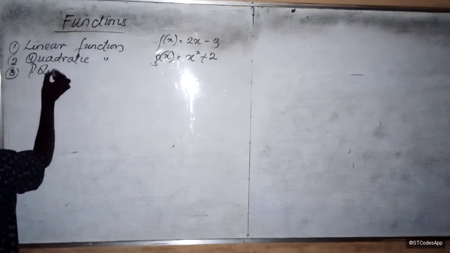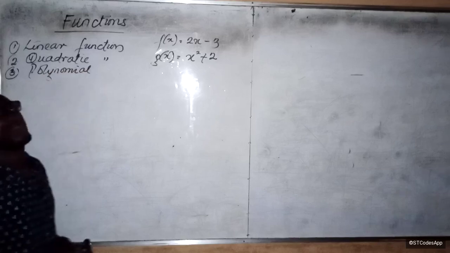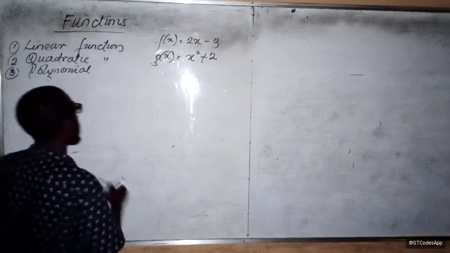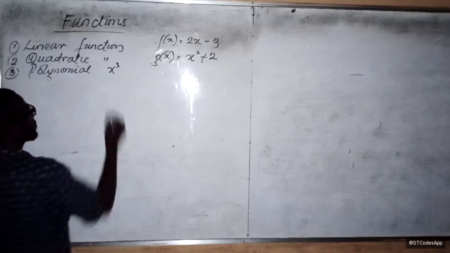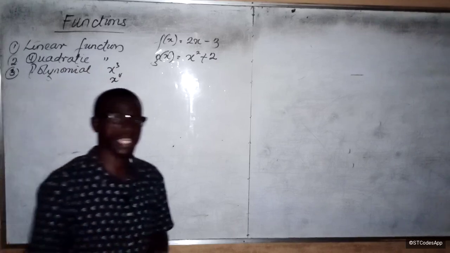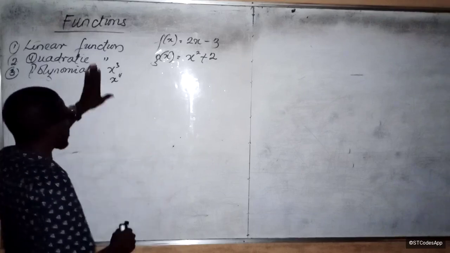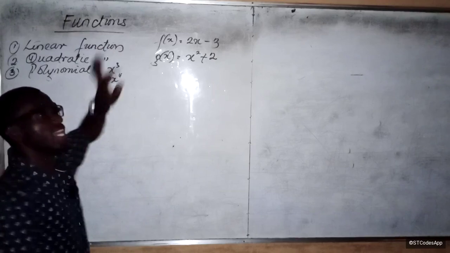Then the third type of function, according to the Cartesian representation, is the polynomial function. A polynomial function is basically, so we have trinomial if the highest power is 3, and we have quadrinomial if the highest power is 4, and like that. So these are the sets of functions that we have. And they are named this way because of their Cartesian representations.